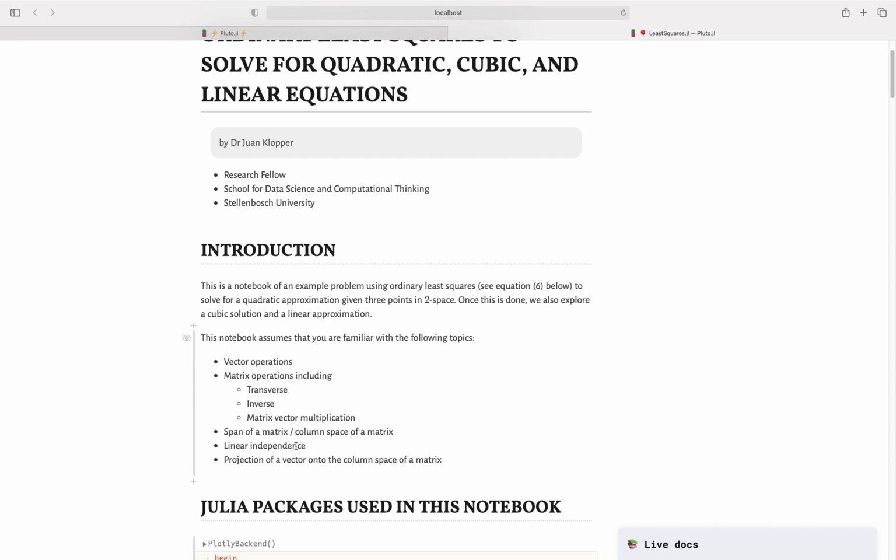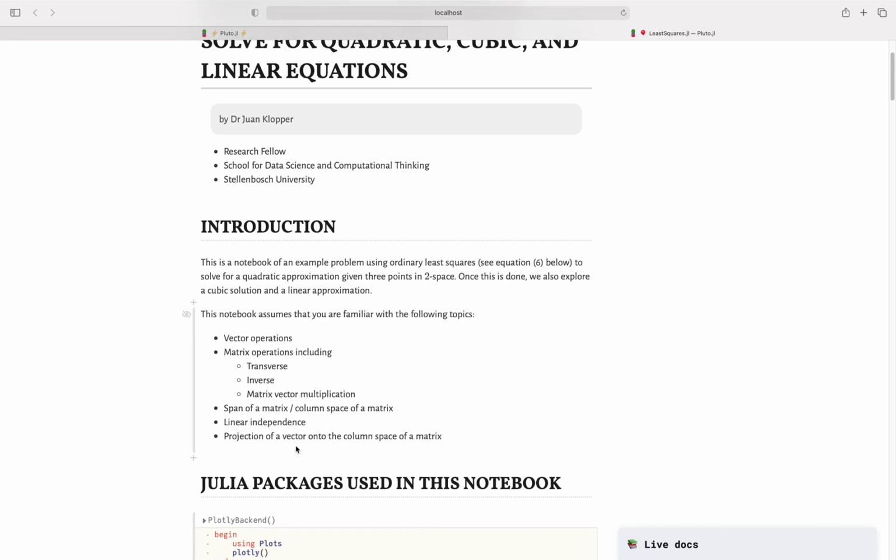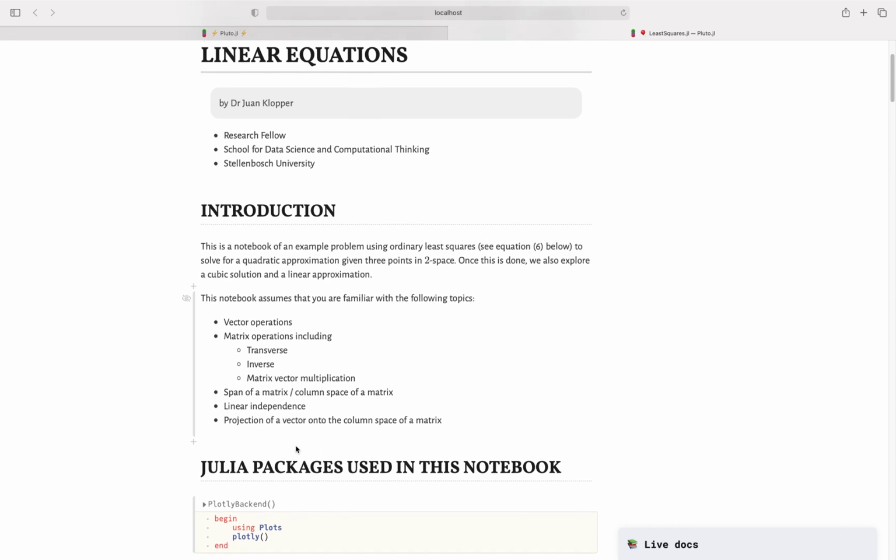Linear independence. So if we think about the column vectors that make up a matrix, that those column vectors are linearly independent. And then also a projection of a vector onto a column space of a matrix. So that subspace of a matrix, how to project a vector onto that subspace.